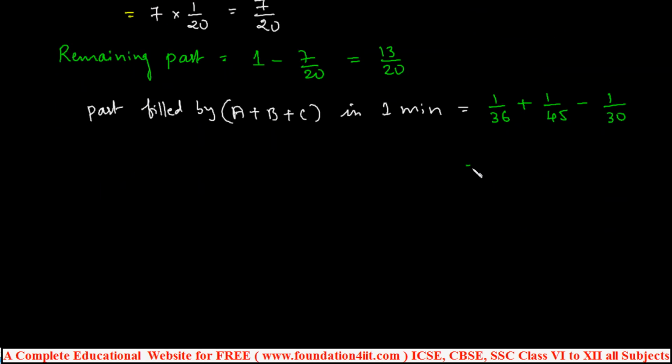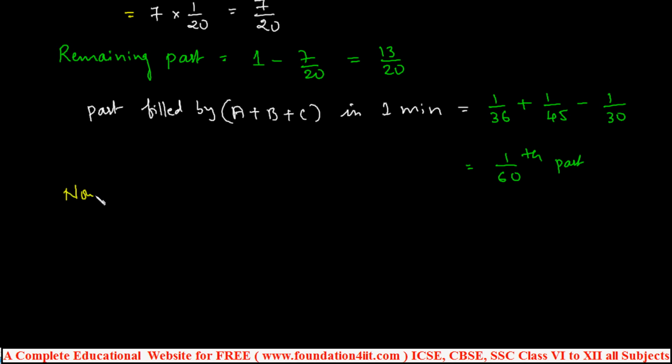This you can calculate. So 36, 45, 30, take the LCM and simplify, you'll get 1 by 60. I'm not showing it, you can just simplify to 1 by 60. So 1 by 60th part can be filled in 1 minute. But how much part is left? 13 by 20th part. So we can write the statement like this.